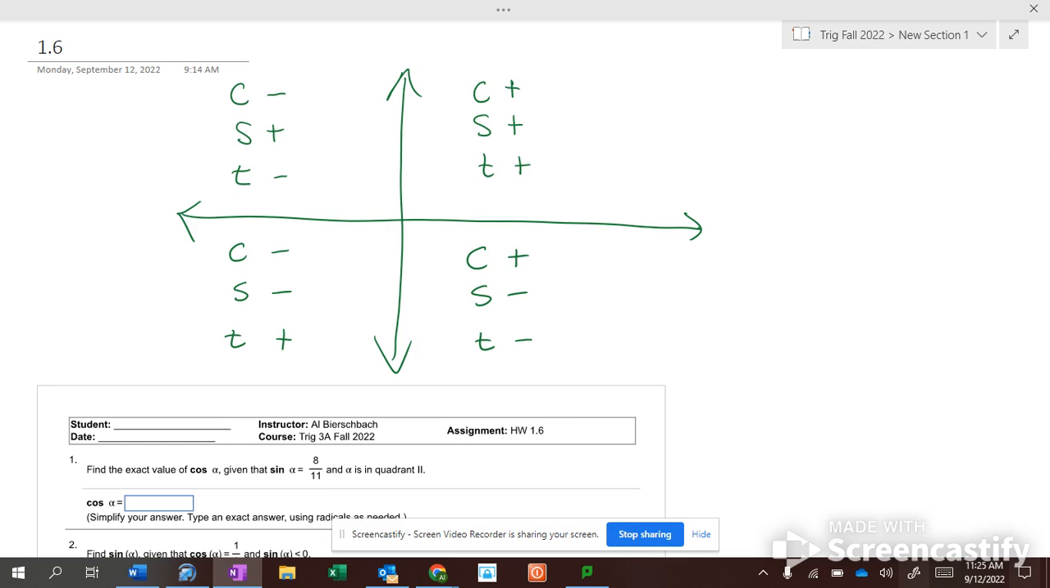Same as the sine. What's the cofunction of tangent? Cotangent. So quadrant 1, positive. Quadrant 2, negative. Quadrant 3, positive. Quadrant 4, negative. Okay? You need to know that.